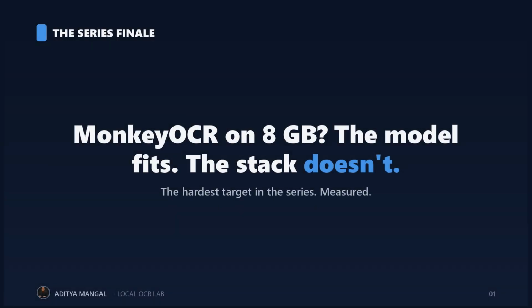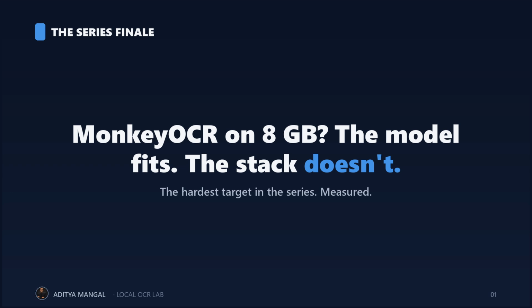For the finale of the series, I went after the hardest target, MonkeyOCR, one of the most capable document parsers of 2026. But MonkeyOCR isn't a single model. It's a three-stage pipeline. First, a structure stage detects the layout, then a recognition stage reads each block with a vision model, then a relation stage figures out the reading order. That decomposition is what lets it handle messy, multi-column, table-heavy documents.